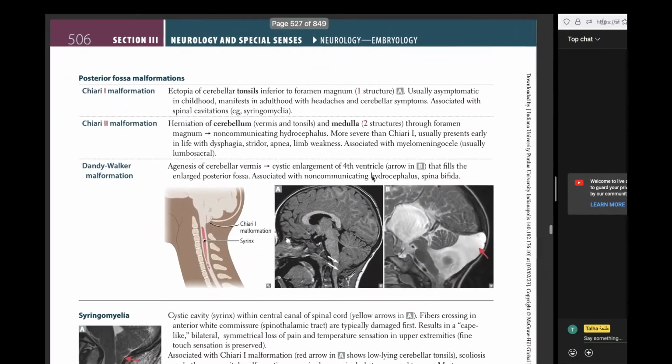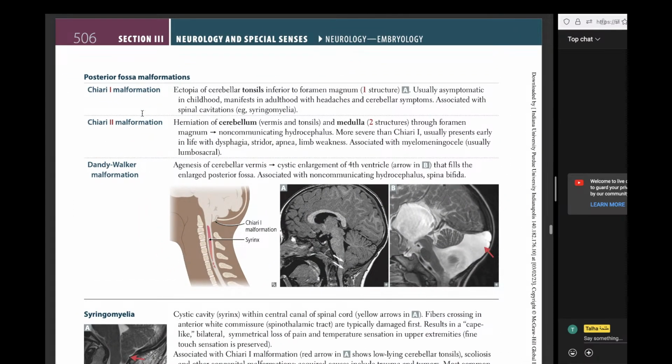Okay. This is good. Chiari 1 and Chiari 2. These are posterior fossa malformations. Chiari 1 malformation is ectopia of the cerebellar tonsils inferior to the foramen magnum. It's one structure, usually asymptomatic in children, manifests in adulthood with headaches and cerebellar symptoms, associated with spinal cavitations like syringomyelia. Chiari 2 malformation is herniation of the cerebellum, the vermis, tonsils, and medulla.